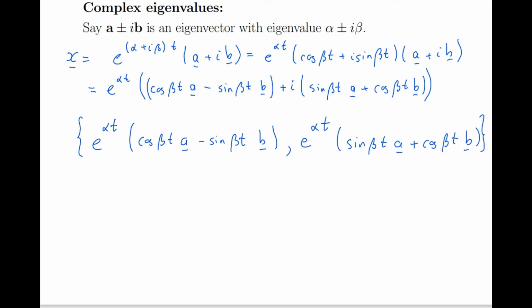So qualitatively, these solutions both grow or decay. They grow if alpha is positive, and they decay to 0 if alpha is negative. They both oscillate with the same frequency, beta. It's just that their directions are different. You get different combinations of these two directions, A and B, in the two different solutions. So these two solutions form a fundamental solution set.